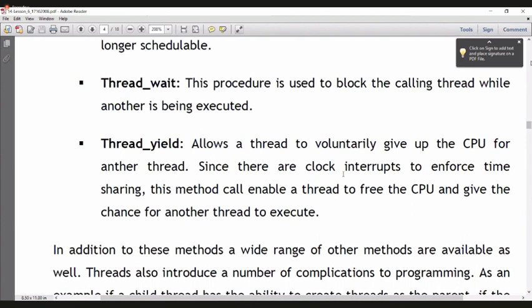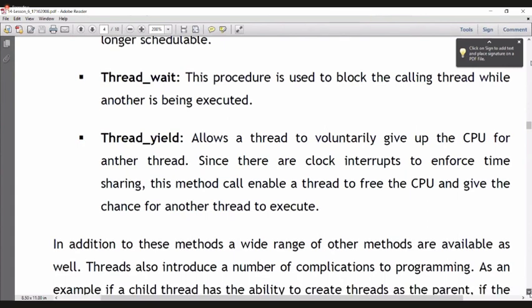Since there are clock interrupts to enforce time sharing, CPU time sharing is done by system clock interrupts. Right? This method enables a thread to free the CPU and give the chance for another thread to execute. So if the time slot finishes, you can use this to enable another one to use that resource, the CPU.